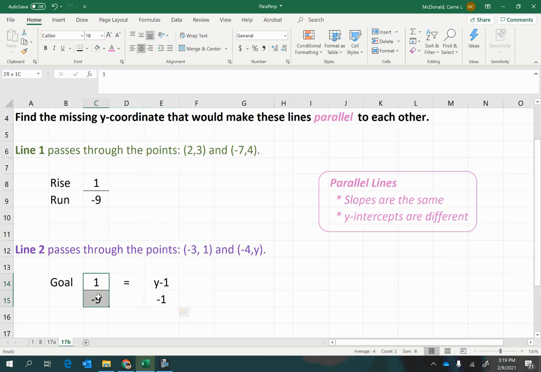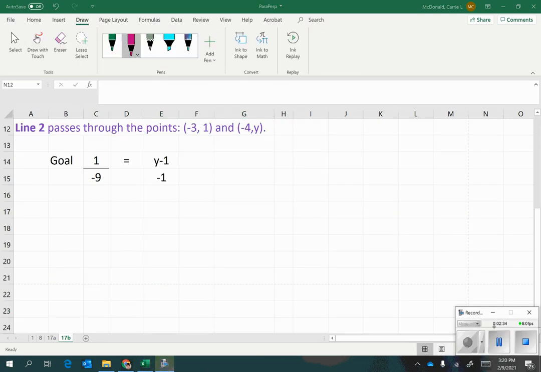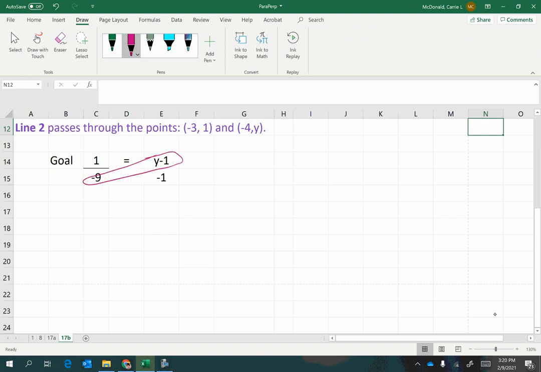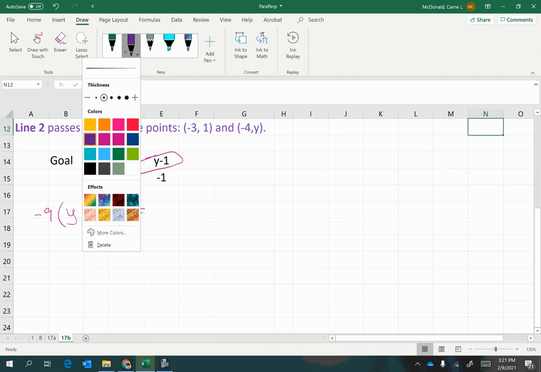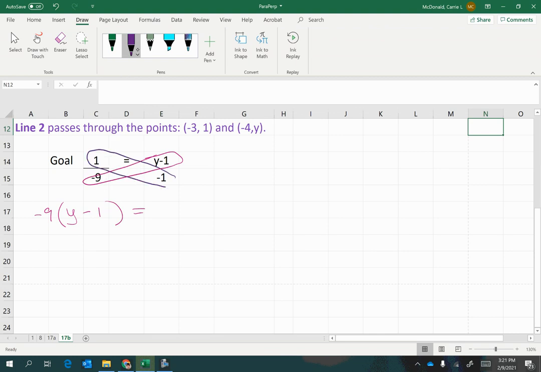So a proportion is when you have one fraction equal to another fraction, and that means you can cross multiply to solve. So I'm going to do that now by hand. When I cross multiply, I usually like to start with the one that has the variable in it and write that on the left side. So I'm going to have negative 9 times y minus 1 on the left. And then to the other diagonal, I'll have negative 1 times positive 1, which works out to just negative 1.